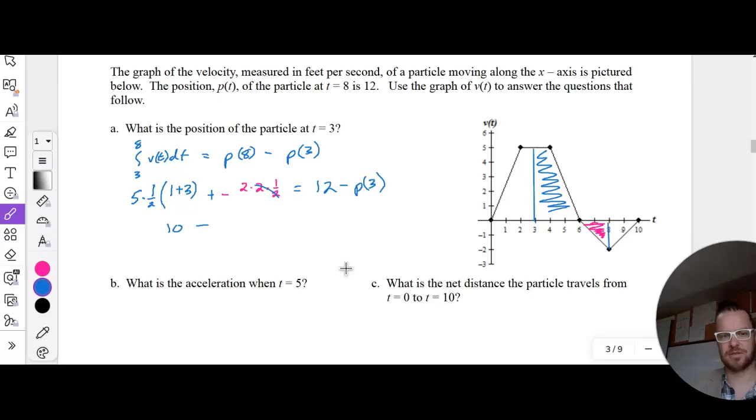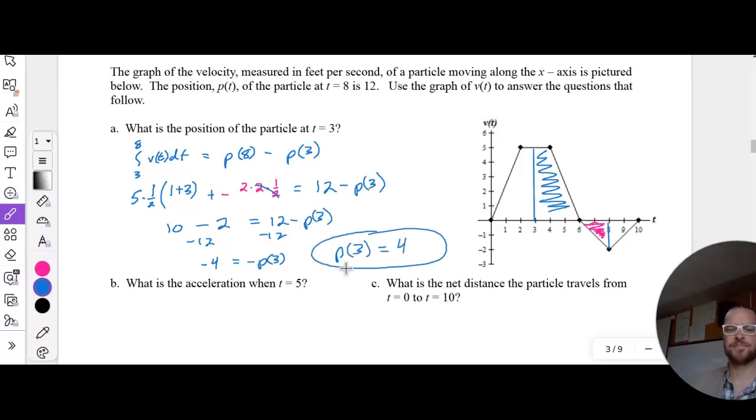Minus, those ones are going to cancel, so minus 2 equals 12 minus p of 3. So I'll move over this 12 here. That's going to give me that negative 4 is equal to negative p of 3. And so, of course, that means p of 3 is going to be equal to 4, and that would be our answer there.